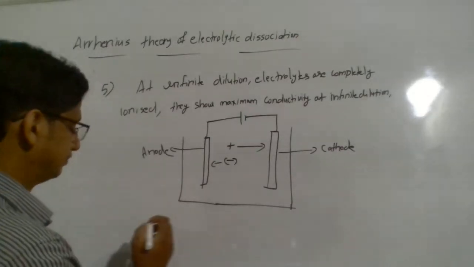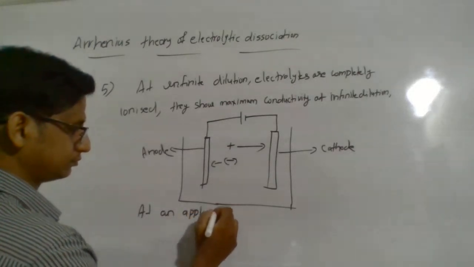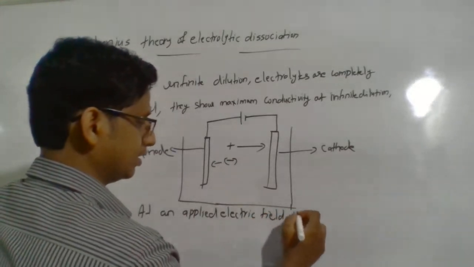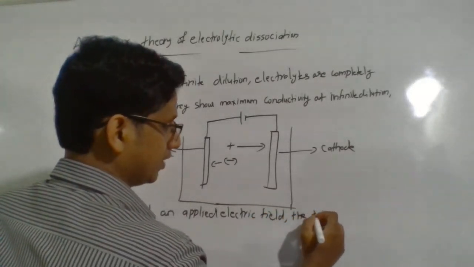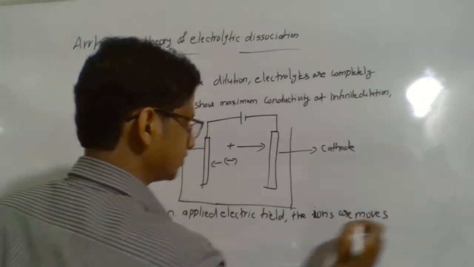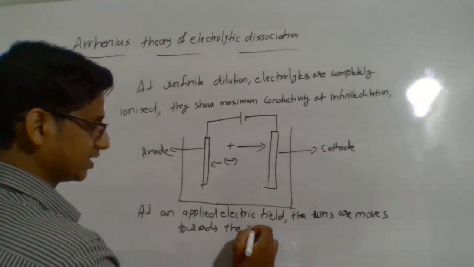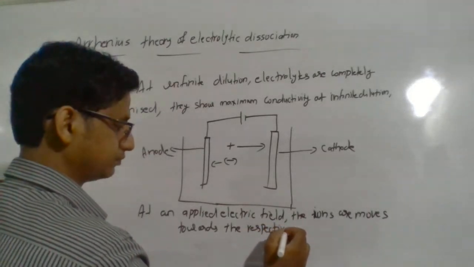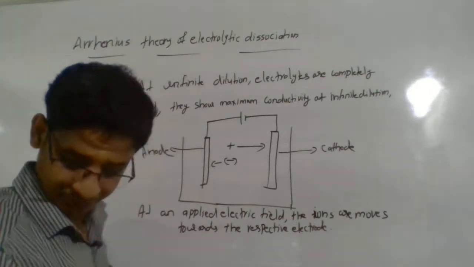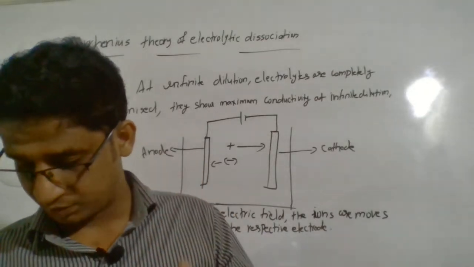So what you can write? At an applied electric field, the ions move towards the respective electrode. Anion moves to anode, cation moves to cathode.